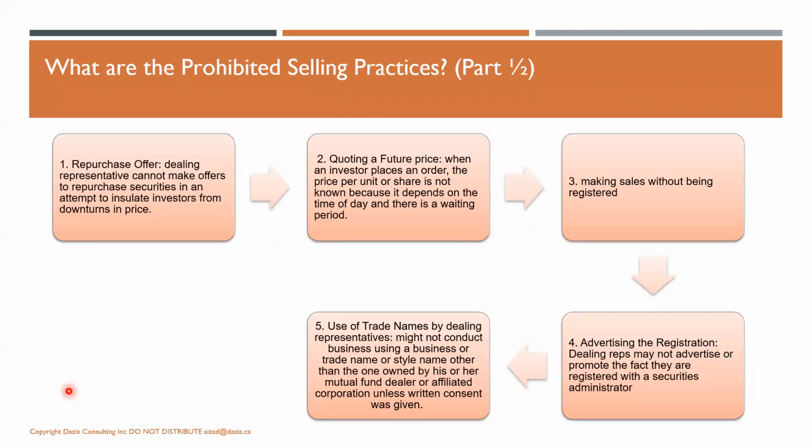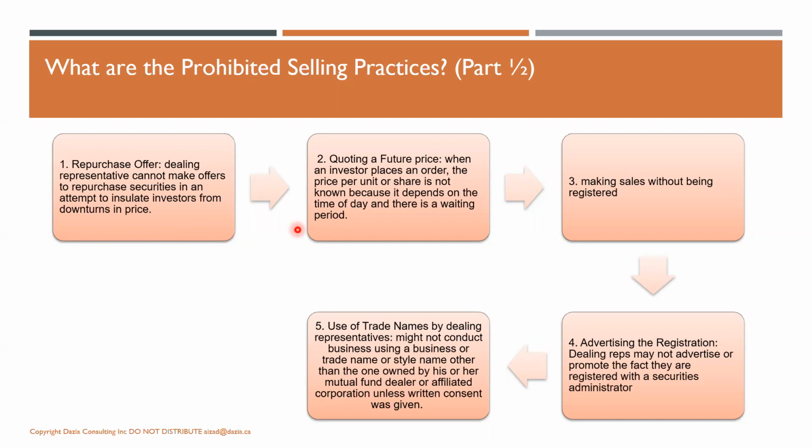What is prohibited? This is very important. Usually you will get a few questions on this because they want to make sure you don't do these things. A repurchase offer: you cannot say to the client, buy this mutual fund, and if it goes down, I'll buy it back from you for the same price. Like if they put in 10,000, you say, don't worry, if it goes down to 9,000 or 9,500, we'll sell it and I'll pay you back 10,000. You cannot do that to give them insurance from a downturn.